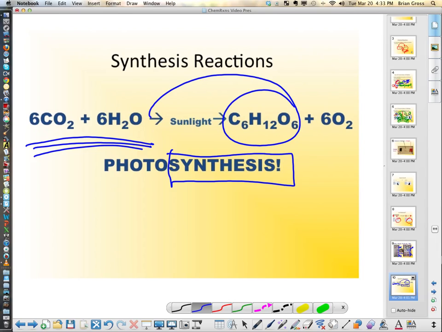photosynthesis. Now, for those of you at home, what is sunlight in this equation? Well, I said before that sunlight would go above just like our enzymes did. And it goes above because it provides energy for this reaction and allows photosynthesis, which happens in plants, to occur.